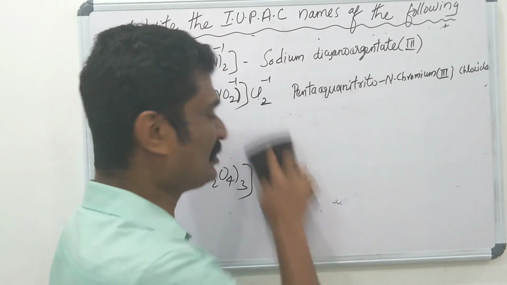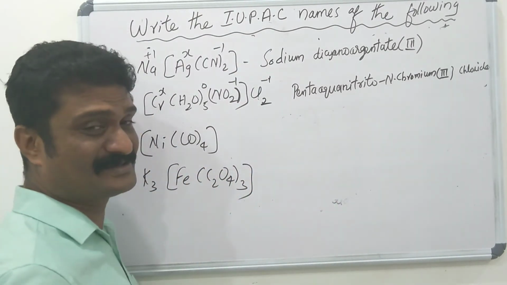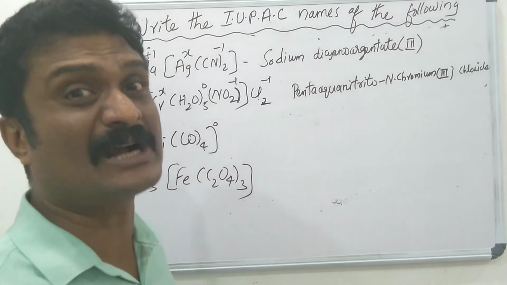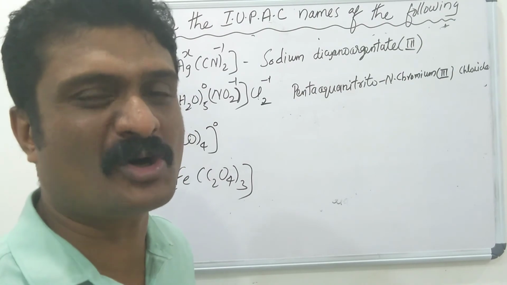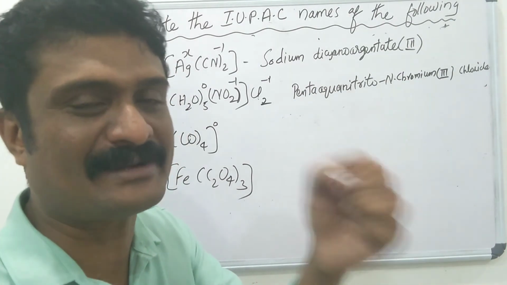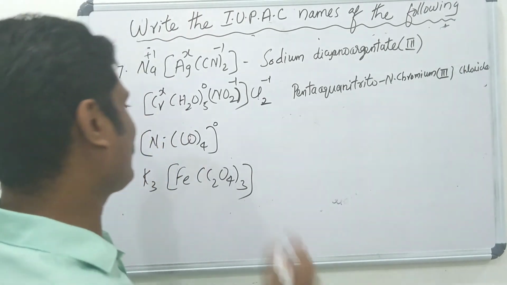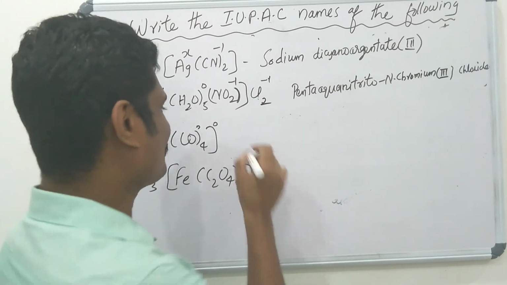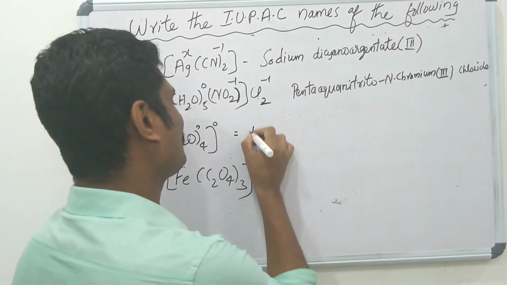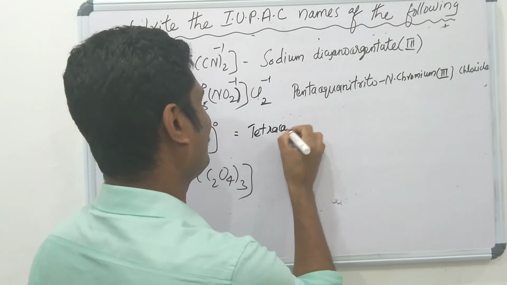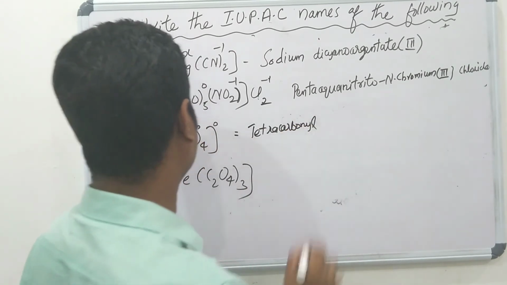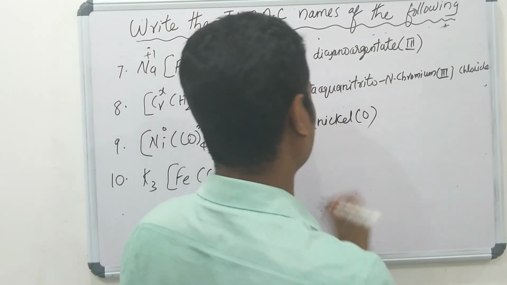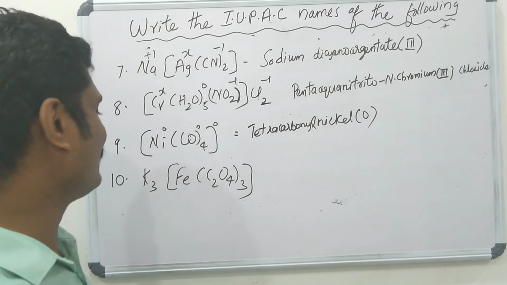Next, [Ni(CO)4]. It is a neutral complex, its charge is 0. CO means carbon monoxide. If CO acts as a ligand, it is called carbonyl. It is a neutral ligand, so the oxidation number of nickel is also 0. 0 plus 0 equals 0. Then what is the name? Tetracarbonylnickel(0).